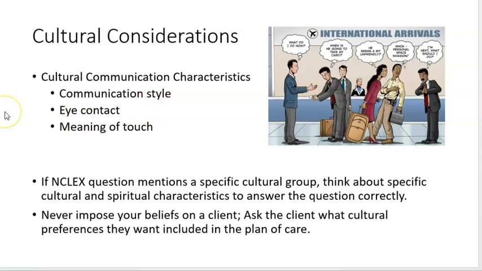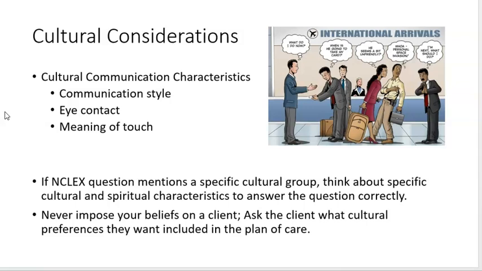So things related to cultural communication that can vary among different cultures are the style of communication, whether or not eye contact is appropriate for the culture, and the meaning of touch or personal space. So if an NCLEX question mentions a specific cultural group, what you want to do is start thinking about specific cultural or spiritual characteristics to answer the question correctly. And in your courses, you might talk about specific cultures. Usually for the NCLEX, it'll be more generic.